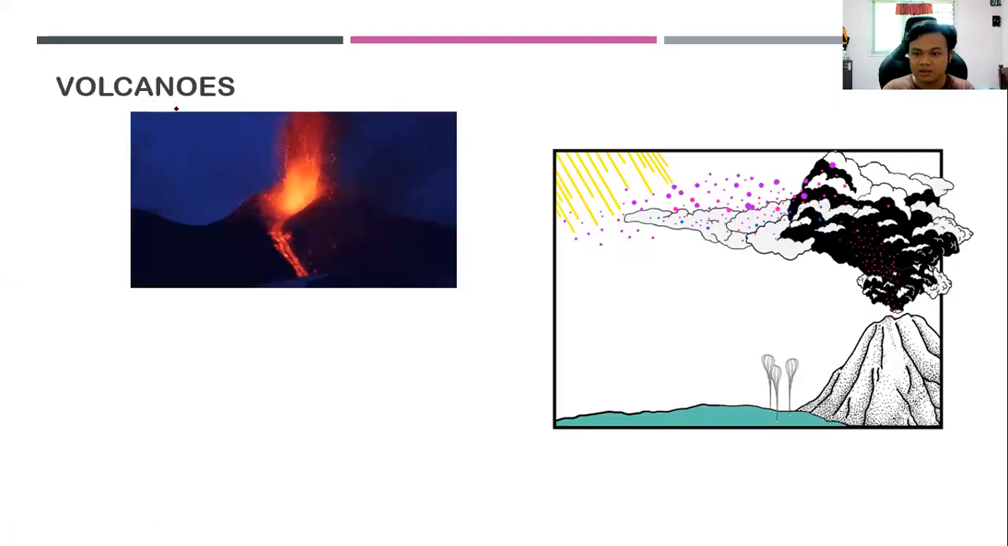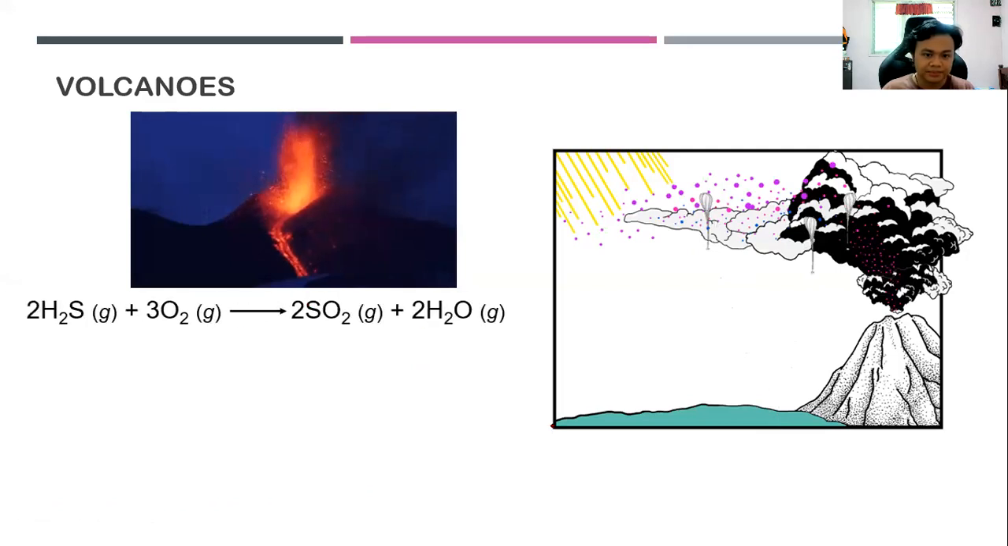What is the significance of volcanoes in the atmosphere? When the volcano erupts, it releases hydrogen sulfide in the atmosphere, so H2S, and then it reacts with the oxygen in the atmosphere, producing sulfur dioxide and water vapor.